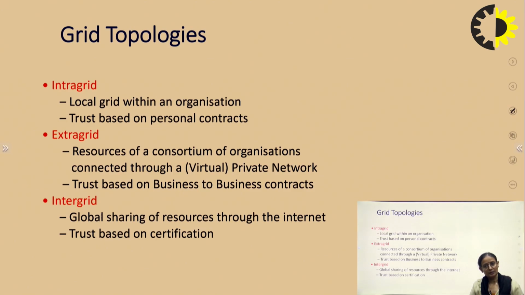The last one is intergrid. It is global sharing of resources through the internet. Anyone with similar interest can come together and join the grid. Here the trust is based on certification. That is, the administrators, the persons who look after the grid, its maintenance and other aspects, from that organization, you need to take the certification. Once you get a certification from those organizations, then you can join the grid.